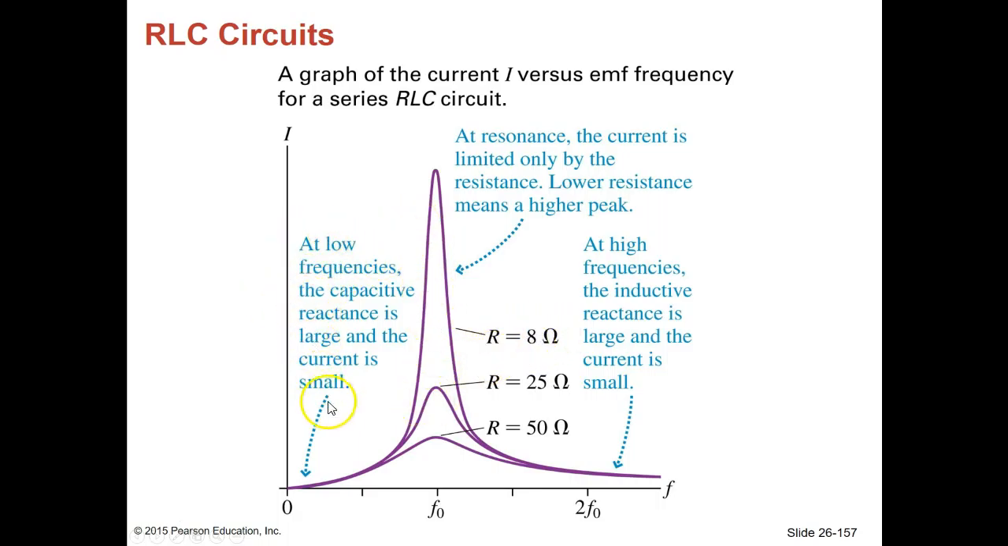So at low frequencies, that capacitive reactance is large and the current is small. At high frequencies, the inductive reactance is large and the current is small. And at resonance, the current is limited only by the resistance. So you'll see that's what we want. We want those two reactances to be the same.